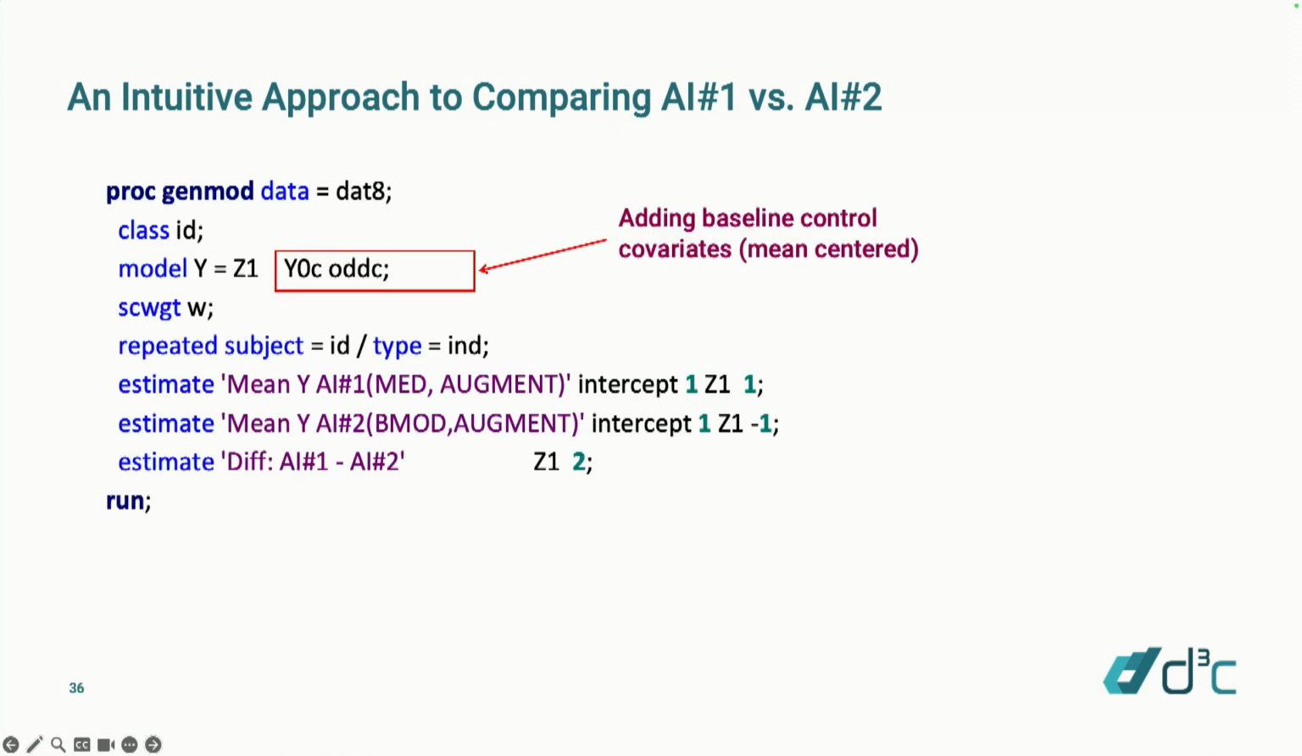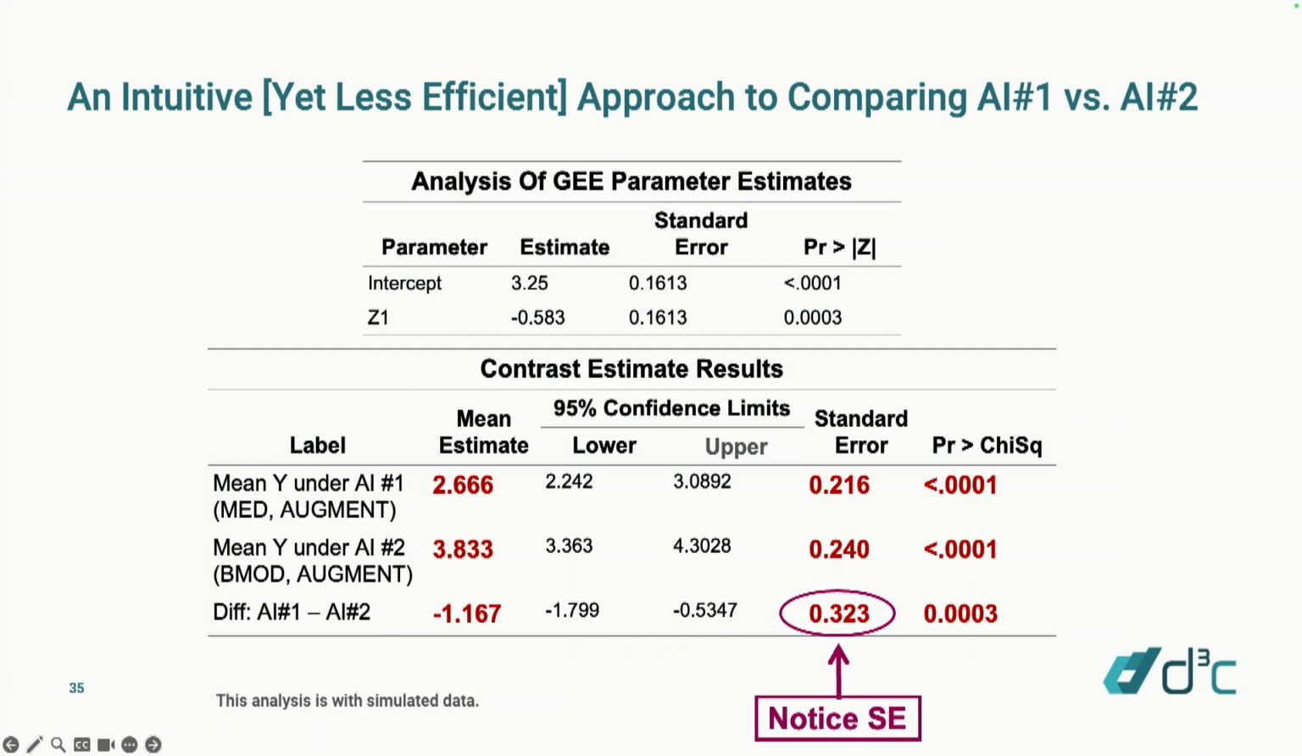But I want you to notice something. When I didn't adjust for x, what was my standard error? Can somebody say it out loud? Point what? 0.3, that was the standard error.